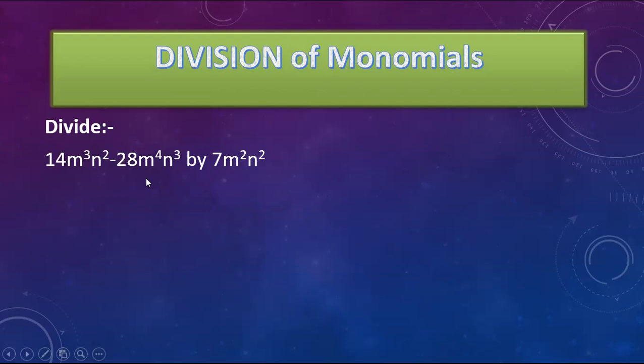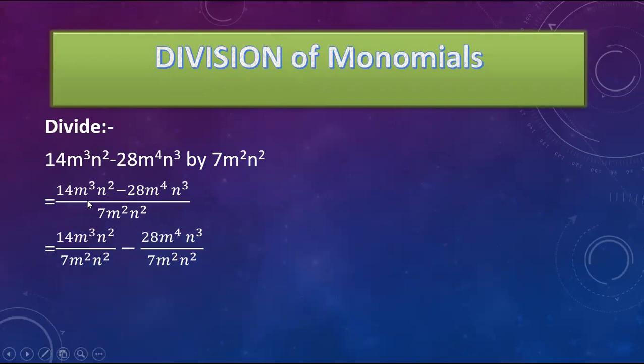So how can we divide a binomial by a monomial? First of all, we have to write the dividend over the divisor. Then we have to write the divisor separately below these two terms like this. We have to write 7m square n square below this first term and then below this second term. Is it clear?